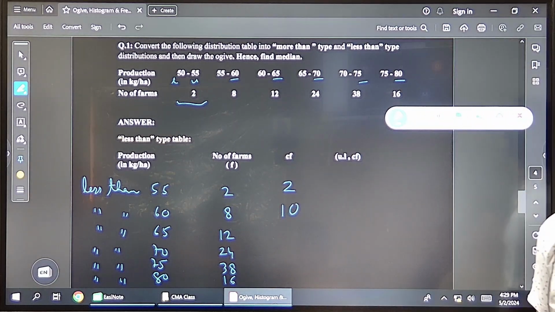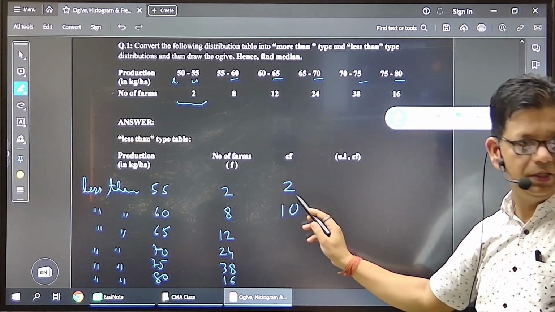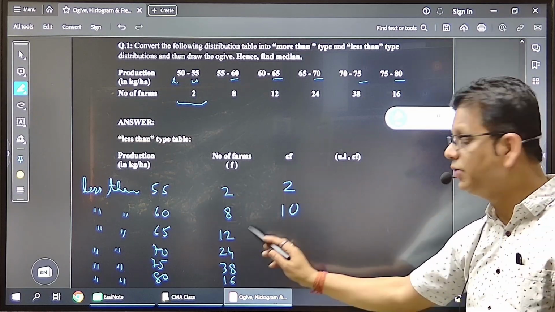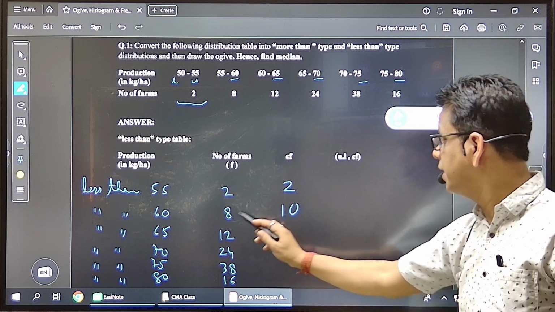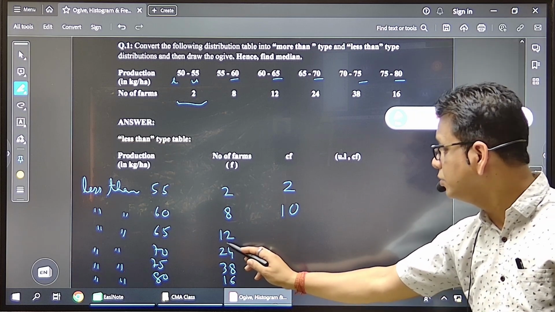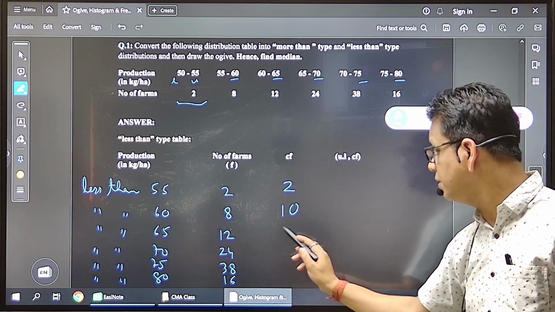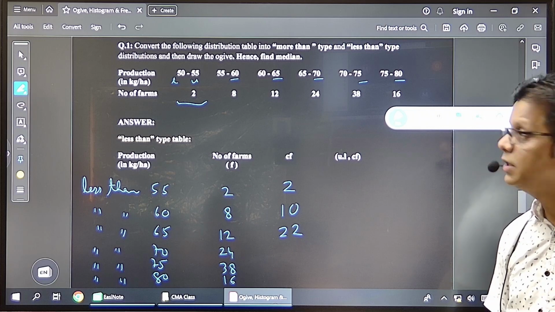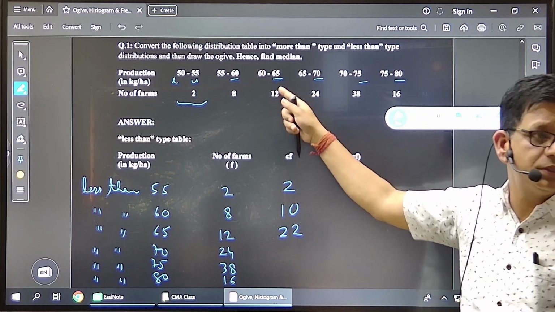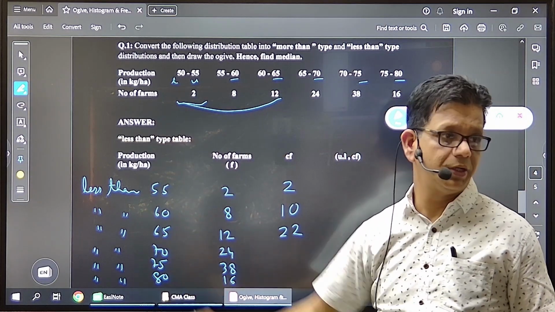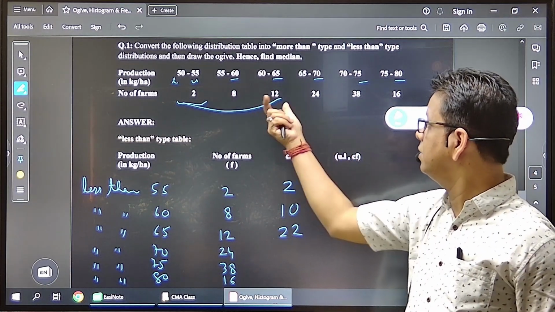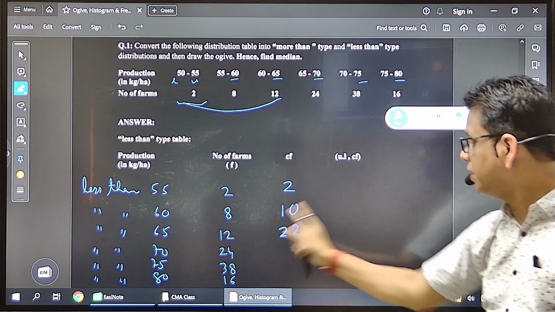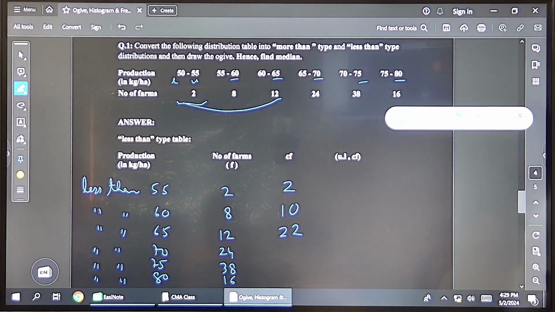Now, there is a shortcut of finding this cumulative frequency. The way is, this number you write directly, okay? And then we keep on moving diagonally. Now, this is 2, then 8 plus 2 is 10. Now, 12 plus 10, 22. That means less than 65. Which numbers to be taken? All these numbers to be taken, right? Then you can see this is 10 and 12, 22. So instead of doing this, we can diagonally easily get the required cumulative frequency.